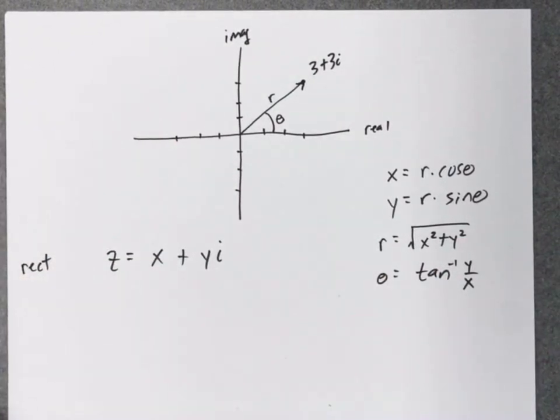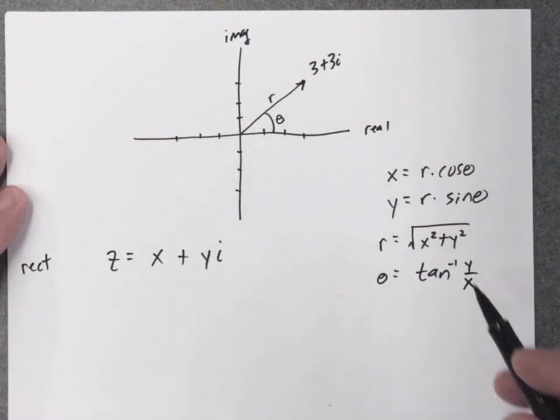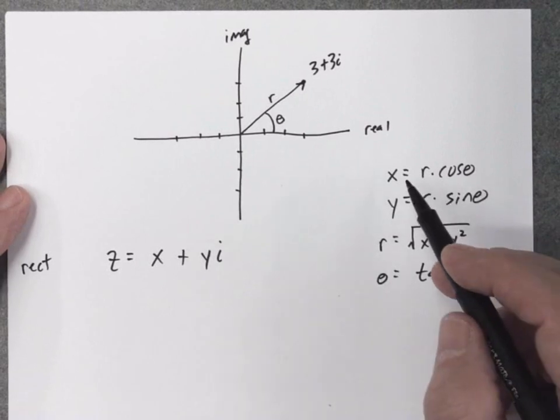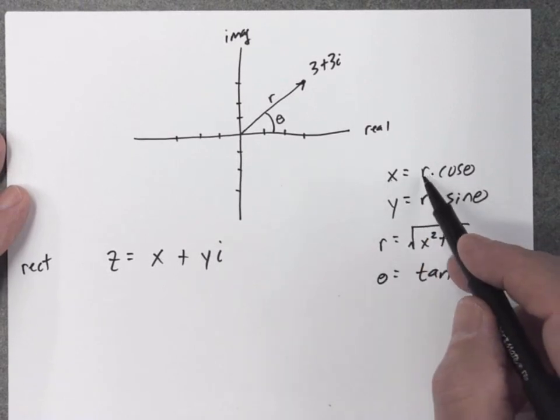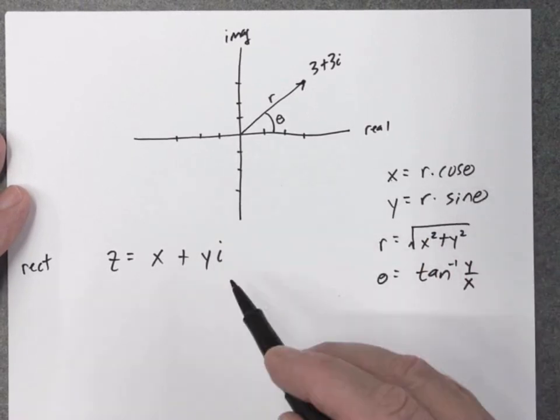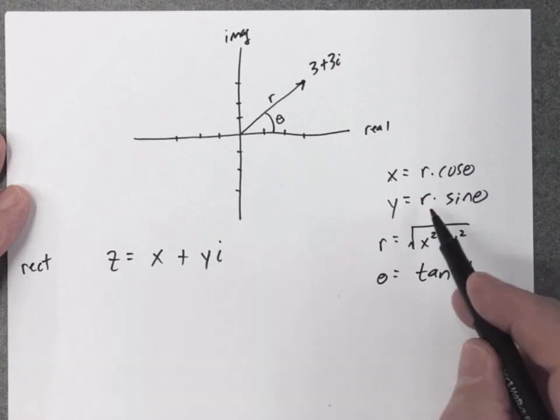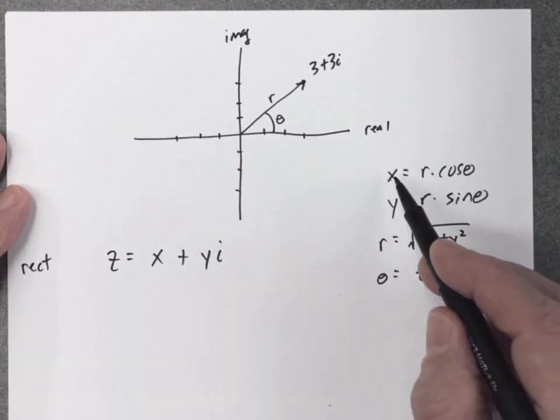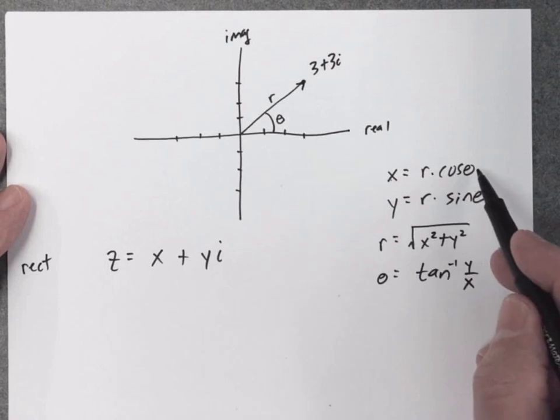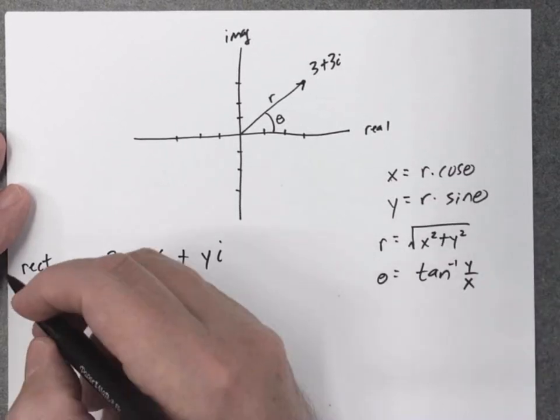Except now I want to rewrite this complex number, and instead of having rectangular coordinates, I wanted to put it in polar form, which means I'm going to go ahead and replace the x with r cosine theta and replace the y with r sine theta. So I'm getting rid of the x and the y and replacing it with r's and thetas.